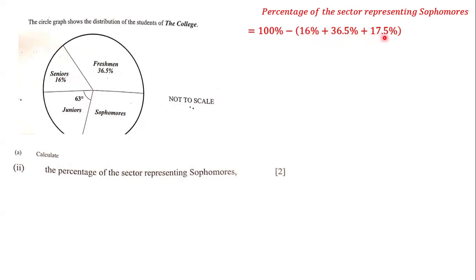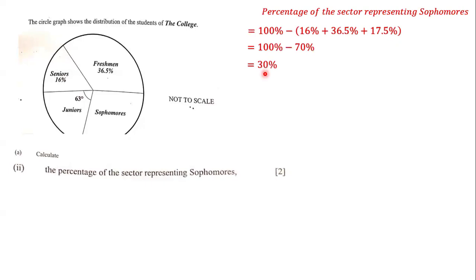So in order to figure out what the sophomores are going to be, we're going to add all of the percentages together and take that sum and subtract it from 100%, because all of the percentages add up together to give us 100%. So we have 16%, 36.5%, 17.5%. That gives us 70%. And so we have 100% minus 70%, and that gives us 30%. The percentage of the sector representing sophomores is 30%.